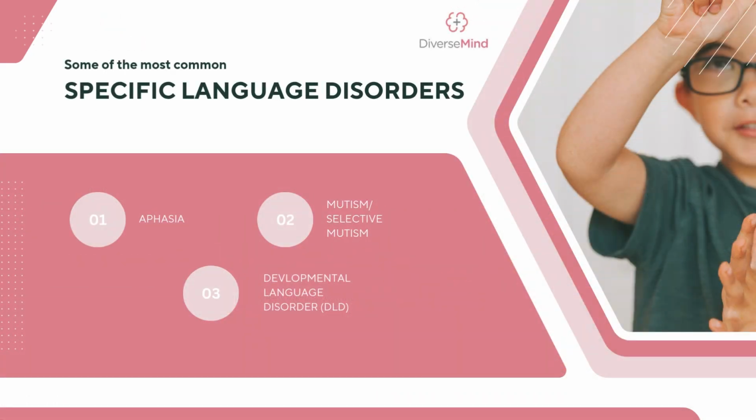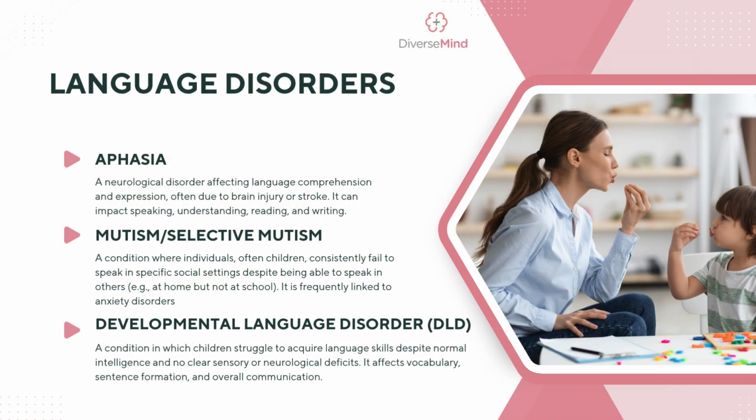Some of the most common specific language disorders: 1. Aphasia. 2. Mutism, selective mutism. 3. Developmental language disorder, DLD. Language disorders. Aphasia, a neurological disorder affecting language comprehension and expression, often due to brain injury or stroke. It can impact speaking, understanding, reading, and writing.